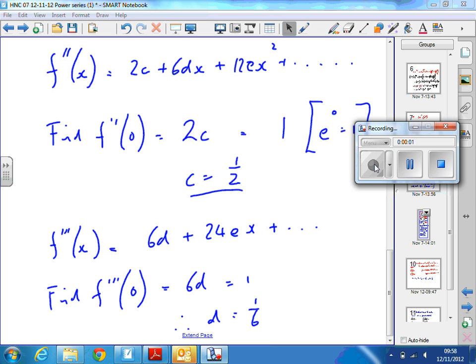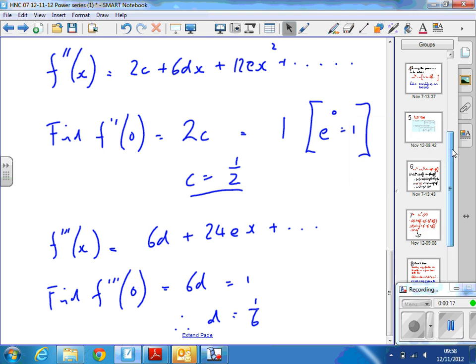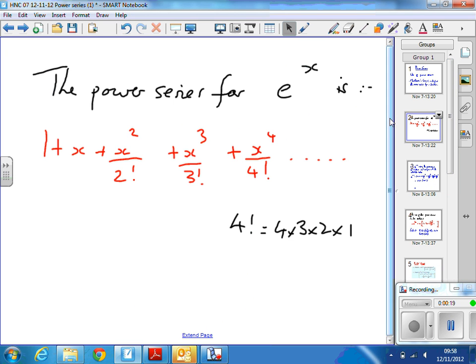Let's pick this up then. Before the break, we found the value for the fourth constant, d, as a sixth. And if you carry on, you could find out what all the others are. But a pattern, hopefully, will start to emerge. And if you think back to the first slide again, where we had this power series for the exponential function, it had this factorial in it.